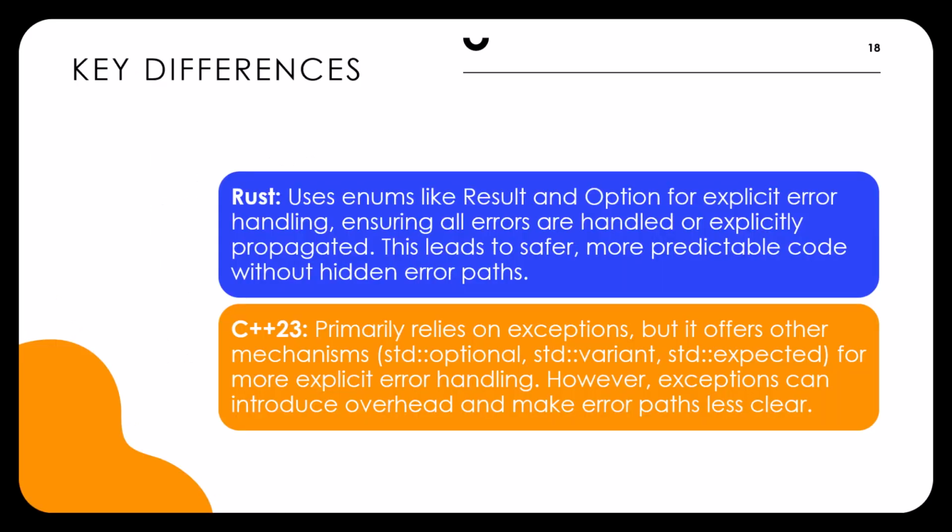In terms of error handling, Rust forces developers to handle errors upfront, while C++ allows for more flexibility, especially with exceptions. Rust promotes explicit error paths, while C++ offers choices depending on the situation.